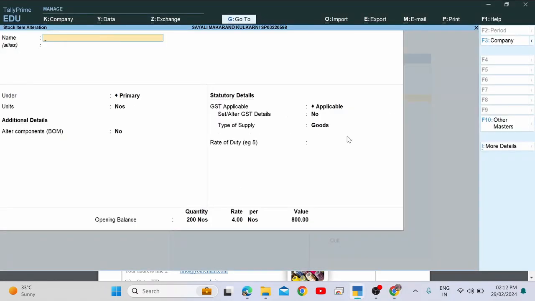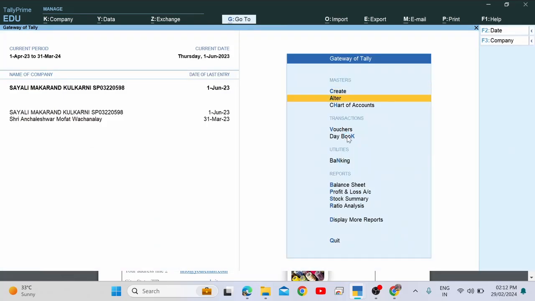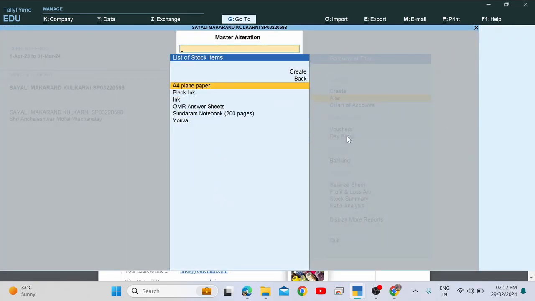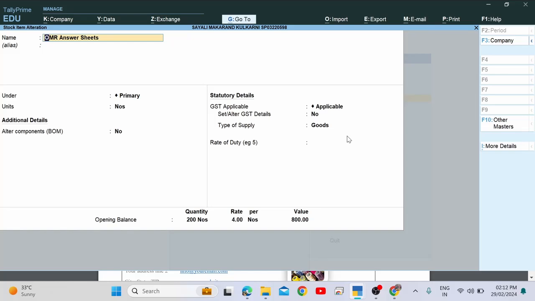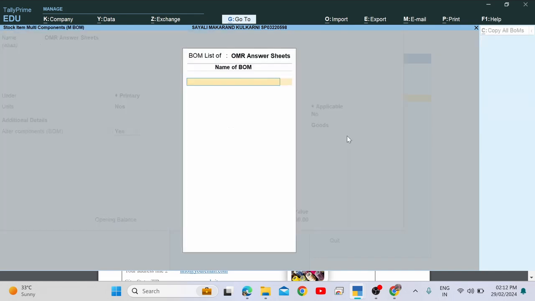Therefore, again I will show from Gateway of Tally, Alter, and in the stock item alteration, which stock item? OMR sheet stock item. Select that, and then what we are discussing now is there on the screen. Alter components, bill of material, say yes. This is the bill of material screen, and in this screen Tally is asking for the bill of material. Bill of material means actually what? How much raw material is required to produce one unit of a material, or one batch of a material, or one group of a material.